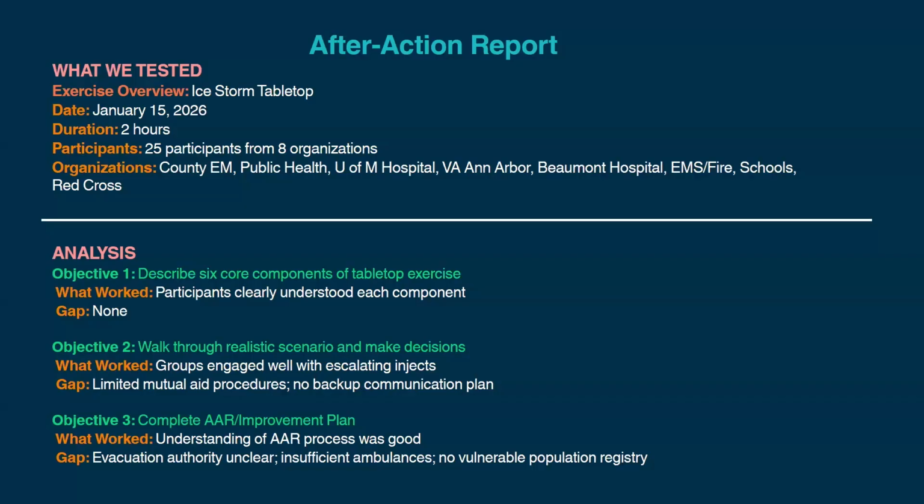After action report. You write an after action report or improvement plan. It has 3 sections. What we tested, when, who participated, what are the objectives. For all the analysis, for each objective, did we achieve it? What worked? What were the gaps identified? And use specific examples from the exercise.